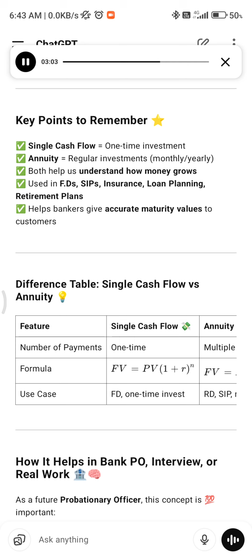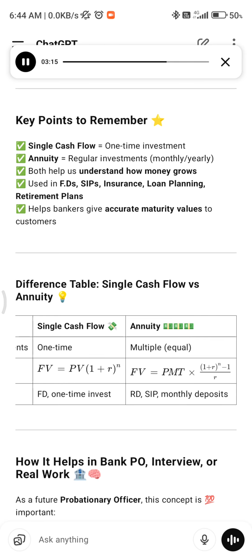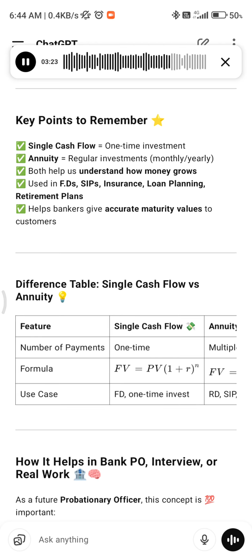Difference table, single cash flow versus annuity. Feature: single cash flow, annuity. Number of payments: one time, multiple equal payments. Formula: FV equals PV times (1 + R)^N, versus FV equals PMT times the annuity factor. Use case: FD, a one-time investment; RD, monthly deposits.